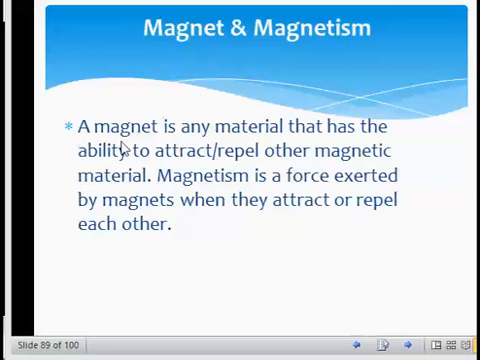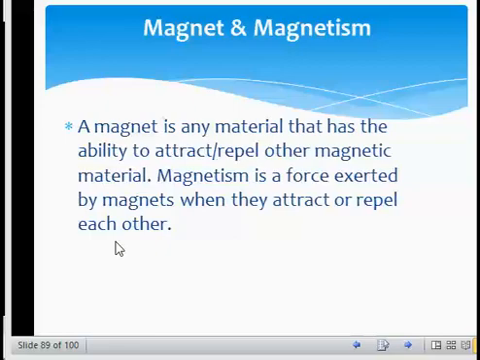Now, what's a magnet? A magnet is any material that has the ability to attract or repel other magnetic materials. Magnetism is the force exerted by a magnet when they attract or repel each other. I'm very sure you must have come in contact with a magnet before, right? When you bring another magnet close to a magnet, there tends to be a force of either attraction or repulsion, depending on the polarity of the magnet. So that is a magnet. That's what a magnet has, the ability to attract or repel other magnetic material.